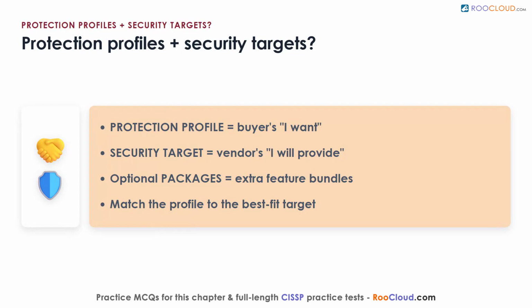How do protection profiles and security targets fit together? These are the two halves of the Common Criteria conversation. A protection profile is the customer's wish list, the I want. It states the security requirements the buyer needs from the product being evaluated. A security target is the vendor's answer, the I will provide. It states the security claims actually built into their system. Vendors can also offer optional packages, extra bundles of security features, much like trim options when buying a car. The buyer then matches their protection profile against the security targets on offer and picks the closest fit. Think of house hunting with a must-have list, then comparing it against what each listing actually delivers.